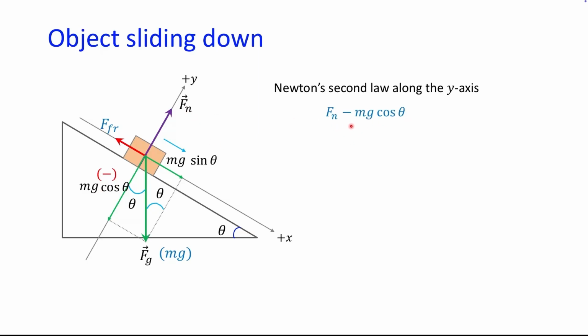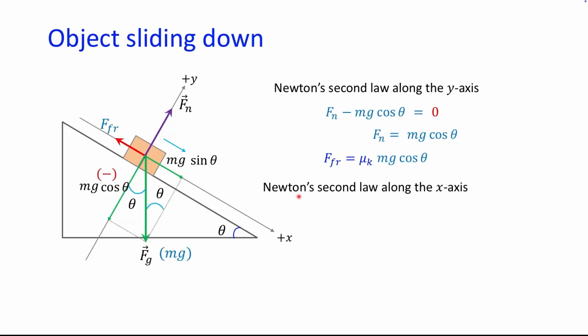This is the net force along y, which is equal to mass times the acceleration of the object along y. Since there is no motion along the y-axis, the y component of acceleration is 0. So the right-hand side is 0. Solving for Fn, we get Fn is equal to mg cosine theta. With the normal force we can find the force of friction, which is equal to the coefficient of kinetic friction times the normal force. Substitute mg cosine theta for Fn.